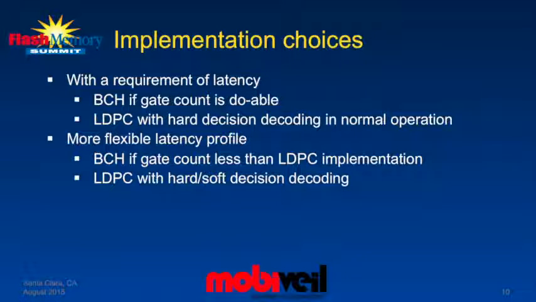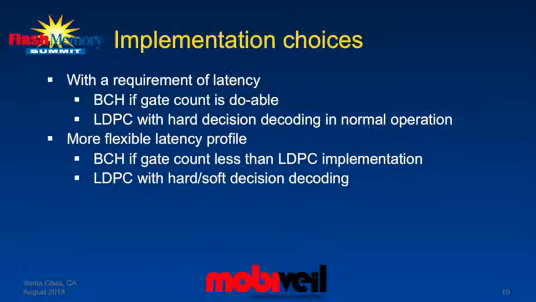It has hard decision and soft decision decoding. The hard decision decoding is extremely similar to BCH. Other than the iteration count, it has a latency profile that is very tight. And so I'm suggesting that if you have a requirement for latency like an enterprise, then you could go ahead and use LDPC, but just use hard decision decoding and pay a lot more attention to the error rate as it comes off the flash devices.